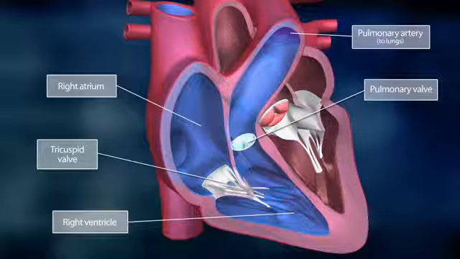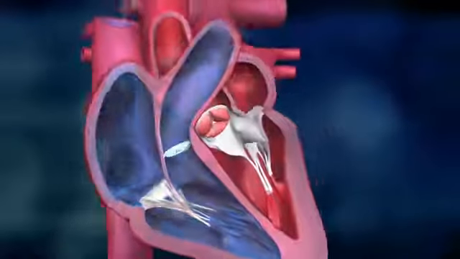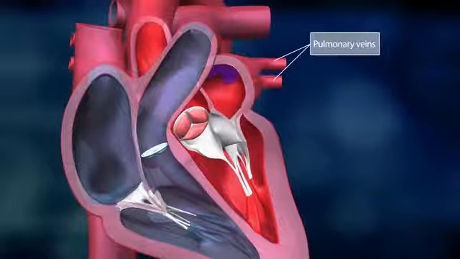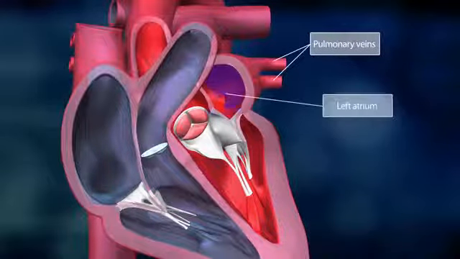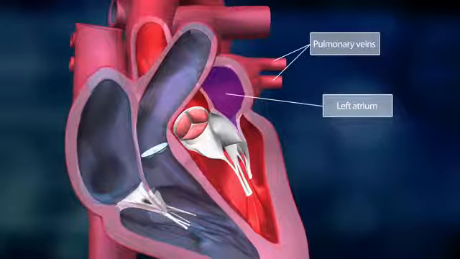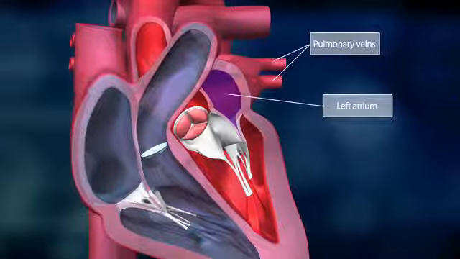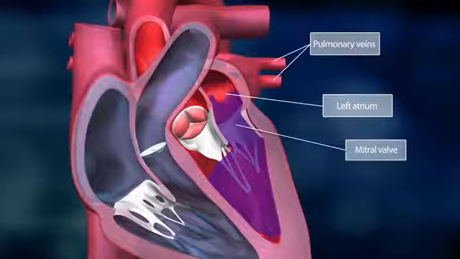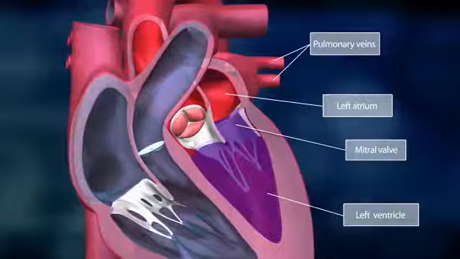After this, the pulmonary valve closes quickly, preventing blood from flowing back into the right ventricle. Oxygen-enriched blood then returns from the lungs through the pulmonary veins and now fills the heart's left atrium. The heart's left atrium contracts. And another valve, the mitral valve, opens and blood is pumped into the left ventricle.